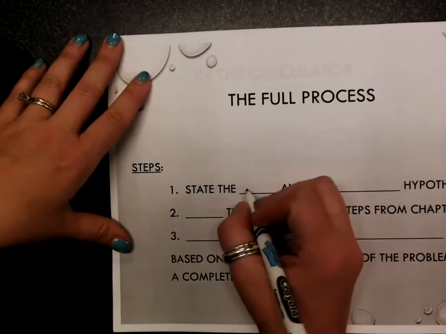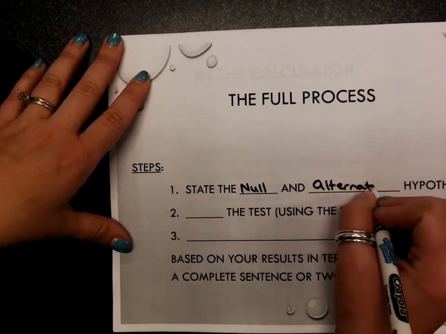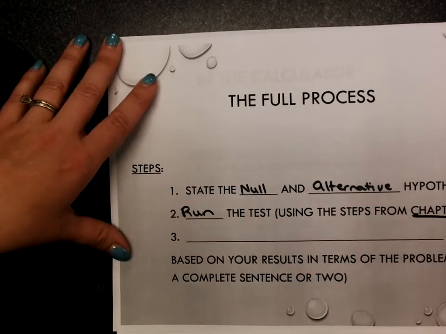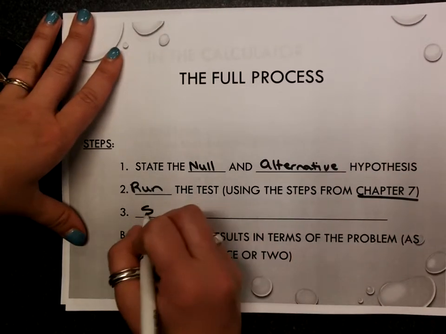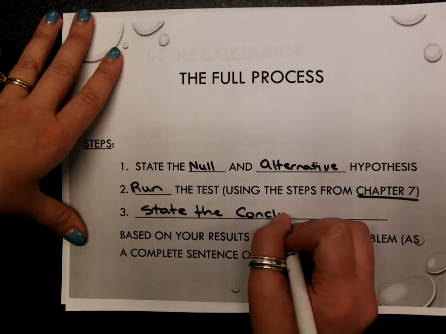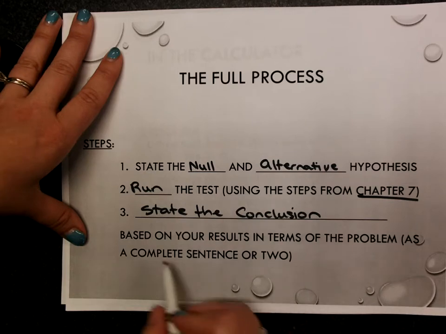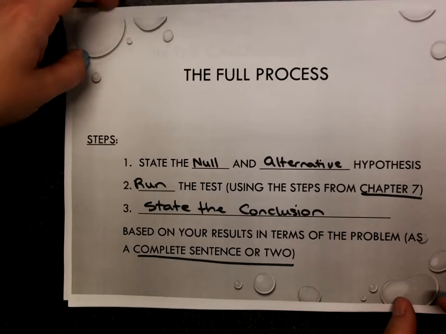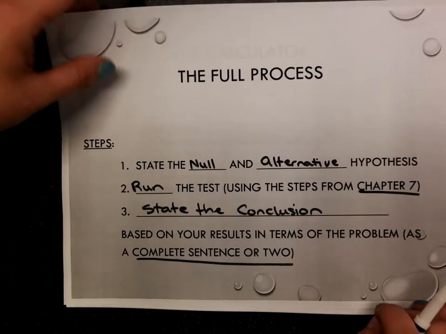So we're going to state the null and the alternative hypothesis from the problem. We're going to run the test using what we talked about just a minute ago in chapter 7. And then we're going to state our conclusion based on the results. So we're either going to reject or fail to reject and use a complete sentence or two to conclude what we came up with for that set of data. So those three things: the null and alternative hypothesis, running the test, and then stating the conclusion.